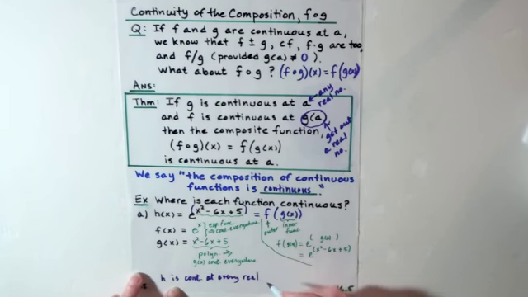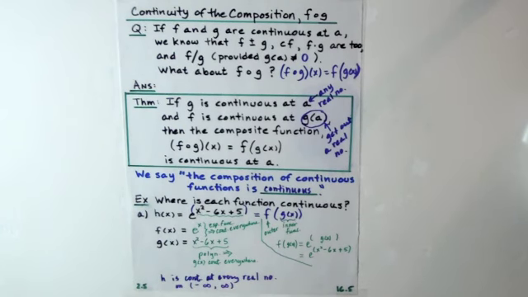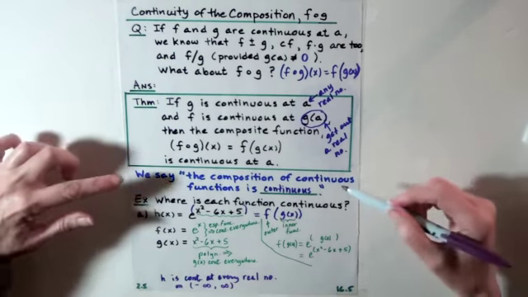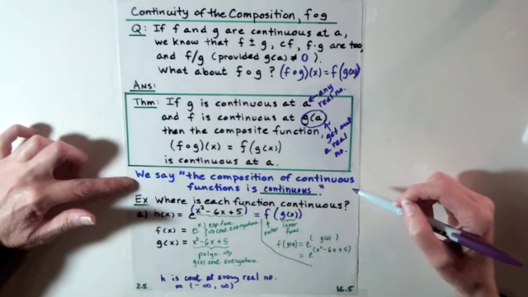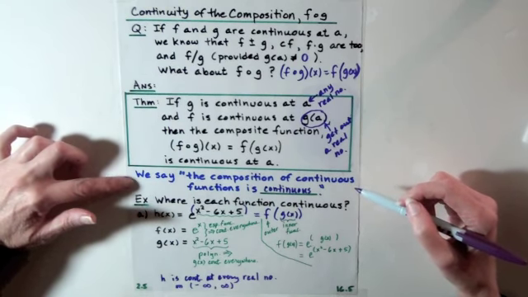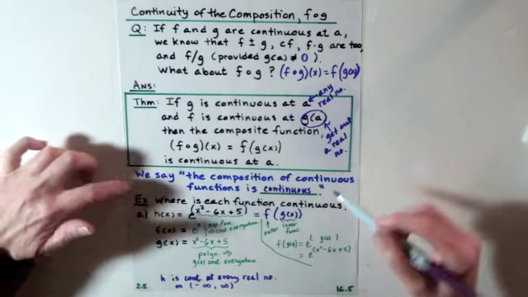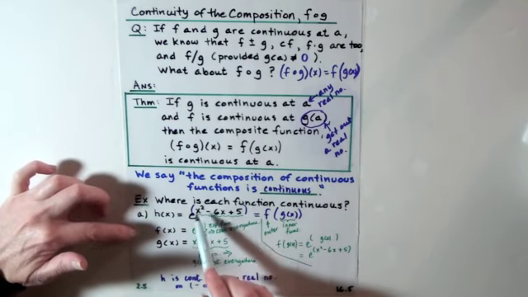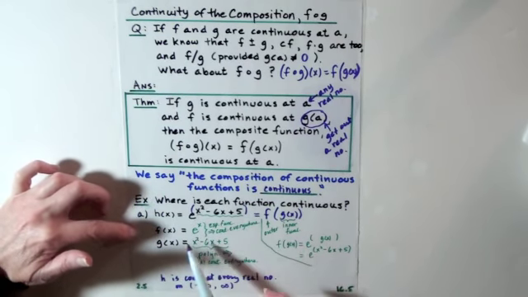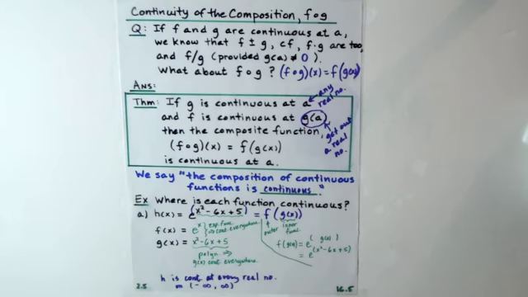Or you could say it is everywhere continuous. Or if you want to write down an interval, you could say it's continuous on the interval from minus infinity to infinity. That's where this little blue phrase comes from when we say that the composition of continuous functions is continuous. If you have an inner function that's continuous everywhere and an outer function, in this case e to the x, that's continuous everywhere, then the composition will be continuous at every real number x.